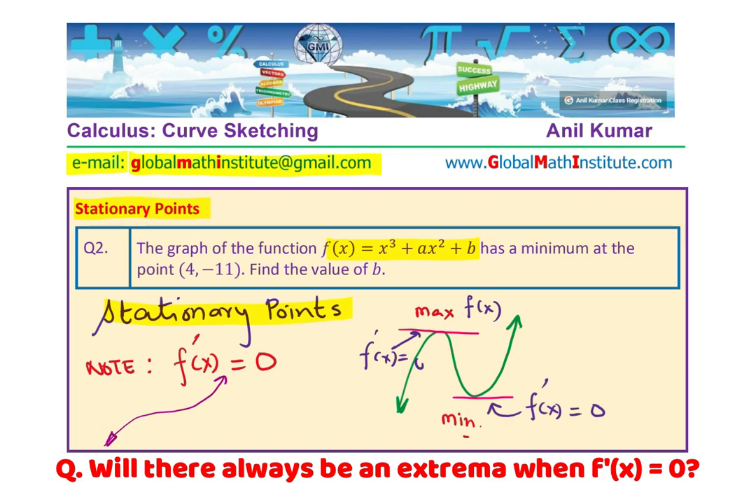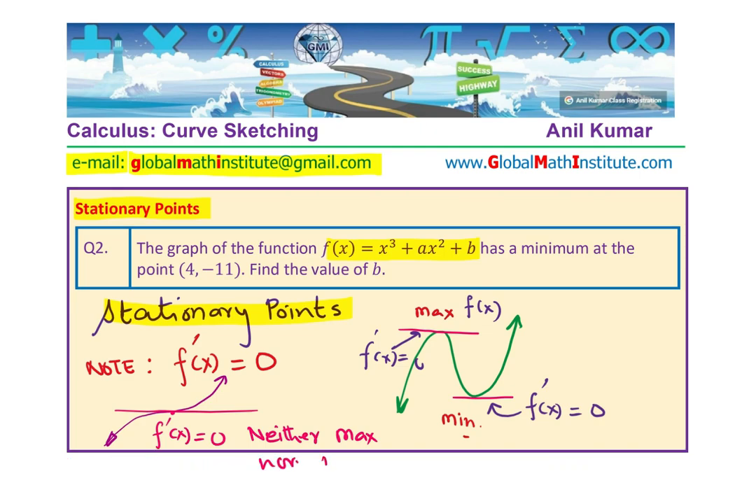Now, what do you notice? You notice that the derivative is 0 at this point, correct? Here also, the derivative is equal to 0. However, this is neither a maximum nor a minimum. Do you understand? So we could have stationary points which may not result in a local maximum or minimum. We also call them local maximum and minimum.